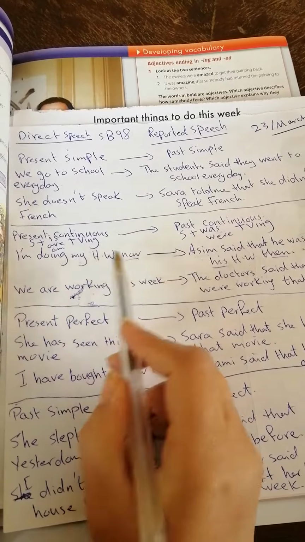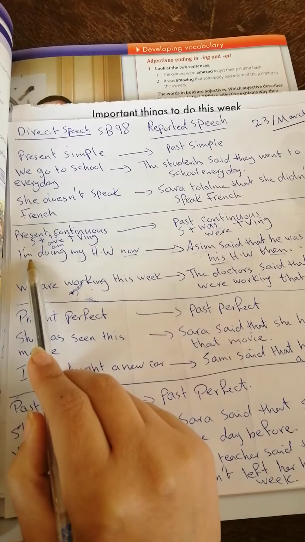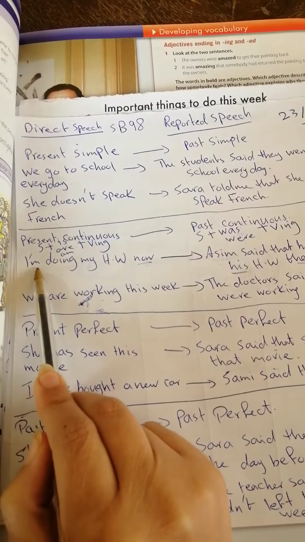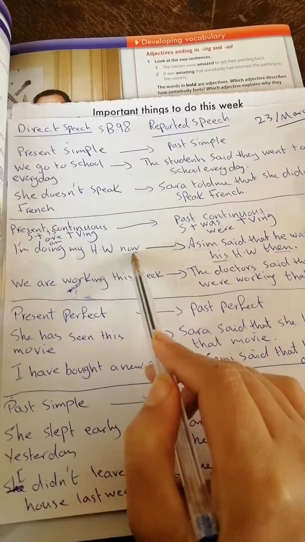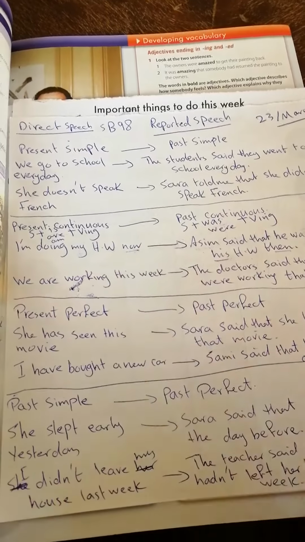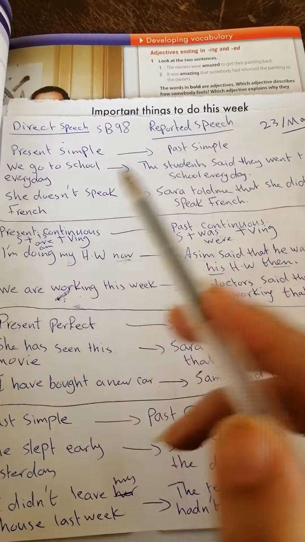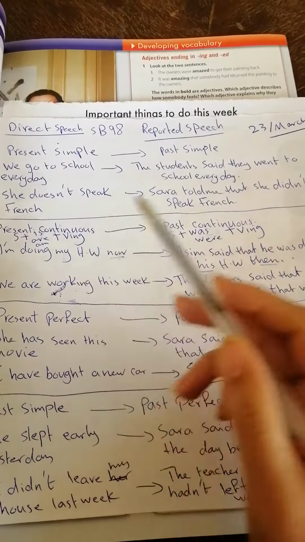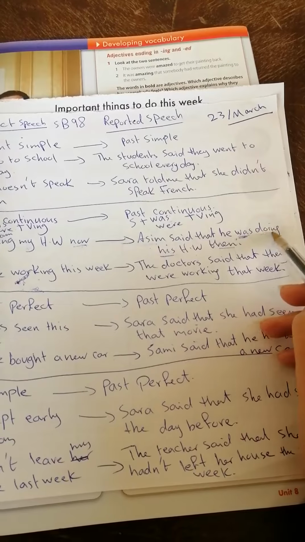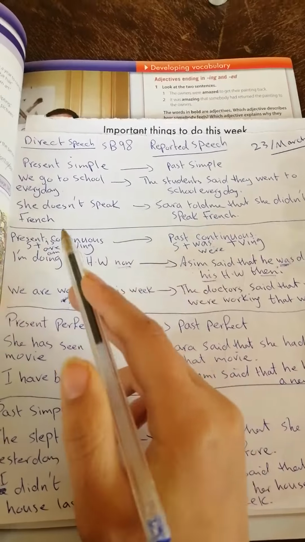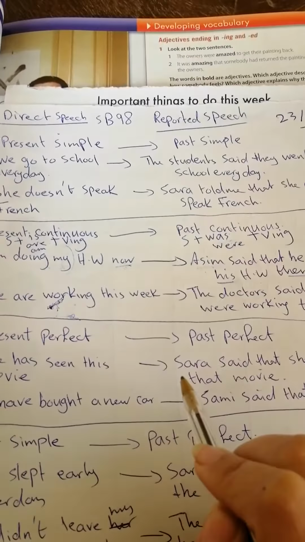I am doing my homework now. Basically, you need to change all the sentence. You change the subject, okay? You change the present continuous to past continuous. You change the pronoun here to his, and you change the time from now to then. So Asim said, the speaker, that he, instead of I, we change it into he. Am, we change it into was, because it takes was. Verb with ing, doing. And my, he said my homework, so I need to say his homework. Now we change it into then.